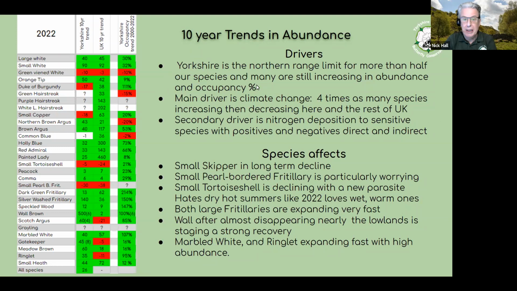And they're also increasing their occupancy. Remember I talked about abundance and occurrence being two separate things. Well, tonight I'm also going to include occurrence over the last 30 years, and I think you'll be very interested to see some of that data. Our main driver for change, as you can imagine, is climate. That's a core one, and there are four times as many species increasing than decreasing here in Yorkshire and in the rest of the UK.